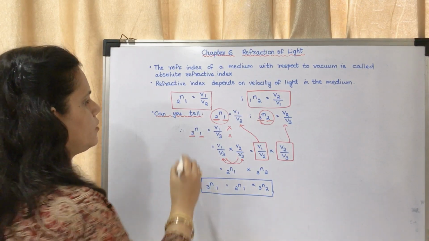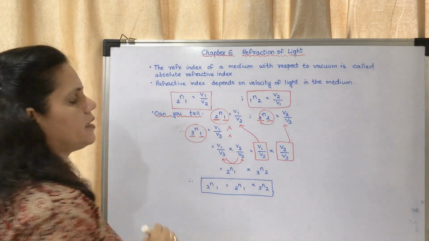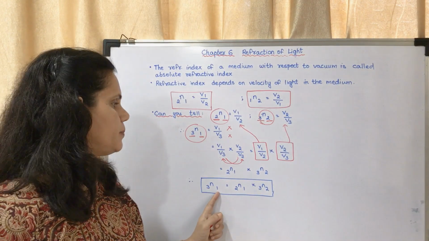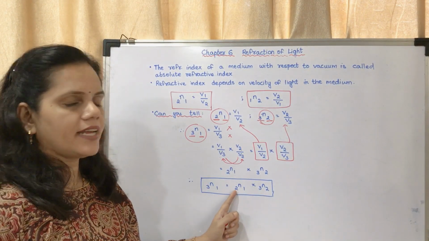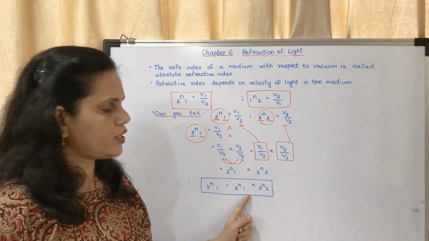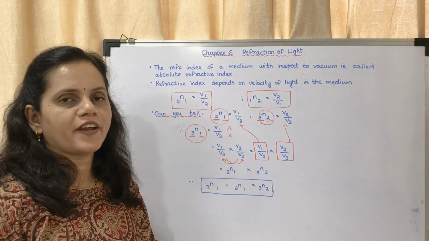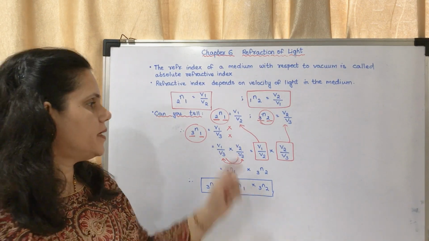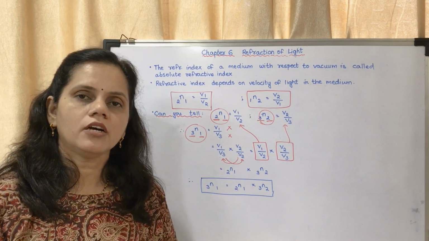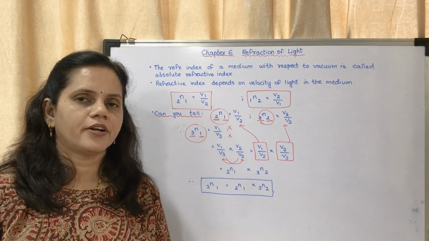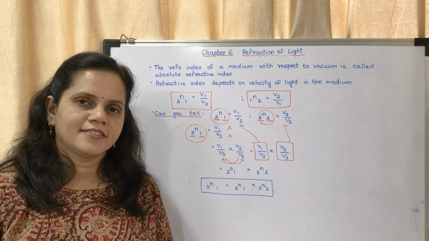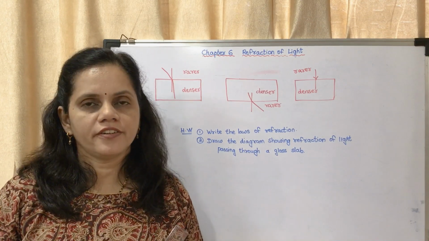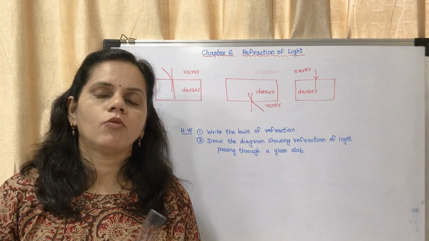So what will be this? The refractive index of the third medium with respect to the first medium is equal to the refractive index of the second medium with respect to the first medium multiplied by the refractive index of the third medium with respect to the second medium. You may write this in your notebook. It is an important question. You may copy.